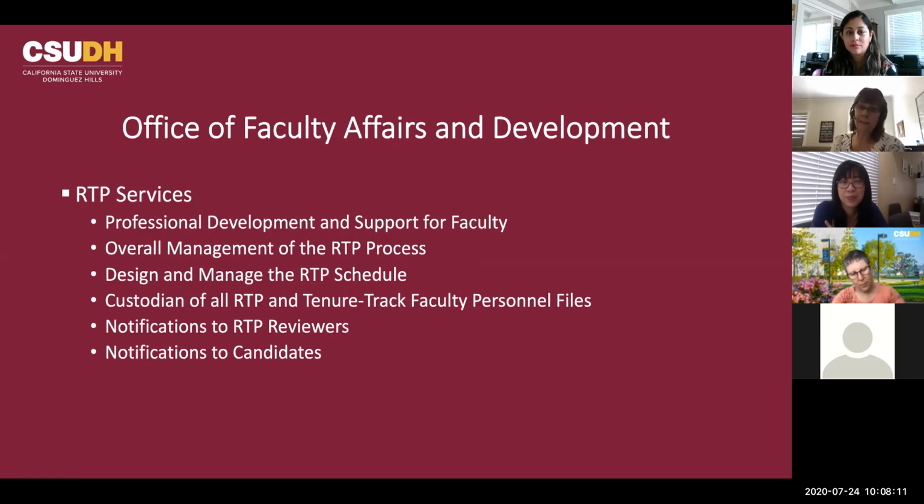What we do in faculty affairs and development insofar as thinking about RTP, these are just the various functions that our office has. And again, I'm not going to go through all of them here, but really it's about professional development and support for you regarding this process. And again, all questions should be asked, and we will do our best to answer them.